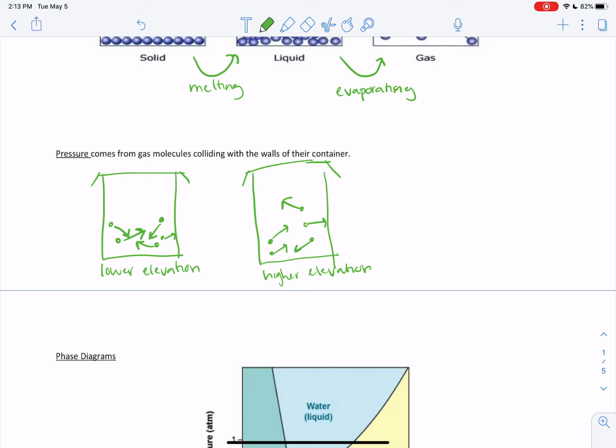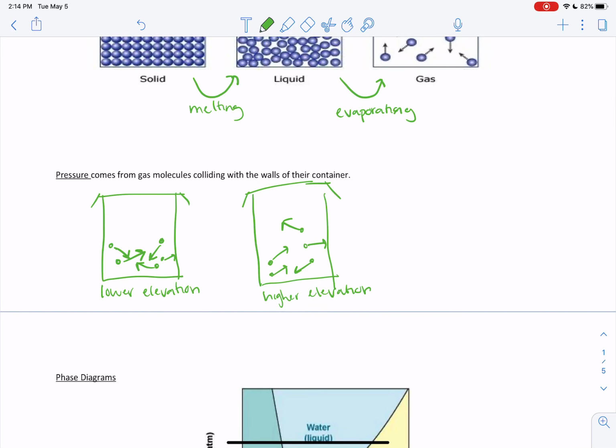And that means that they're going to have more collisions at this lower elevation where they're stuck on the bottom than at a higher elevation when they can move more freely. So at a lower elevation, you get a higher pressure. And at a higher elevation, you get a lower pressure. And that's why if you live somewhere like Denver, you live up at a high altitude, it will actually take you longer to cook things like boil an egg because you have a lower air pressure. And that's because there's less gravity up there. All right, so let's move on to something new.